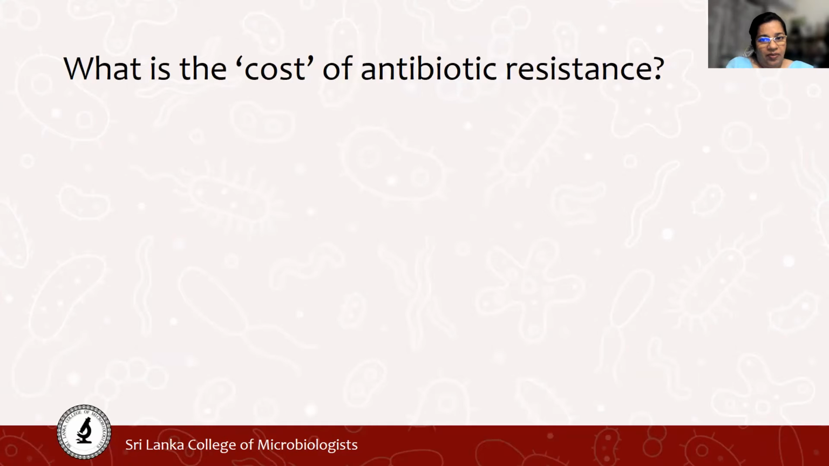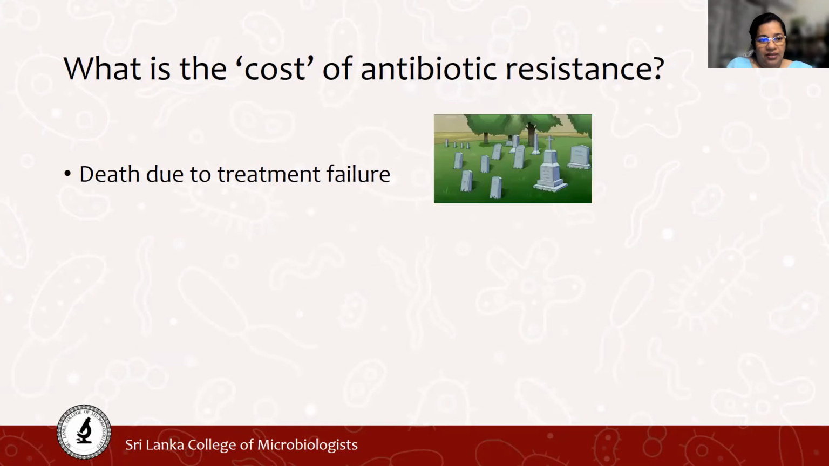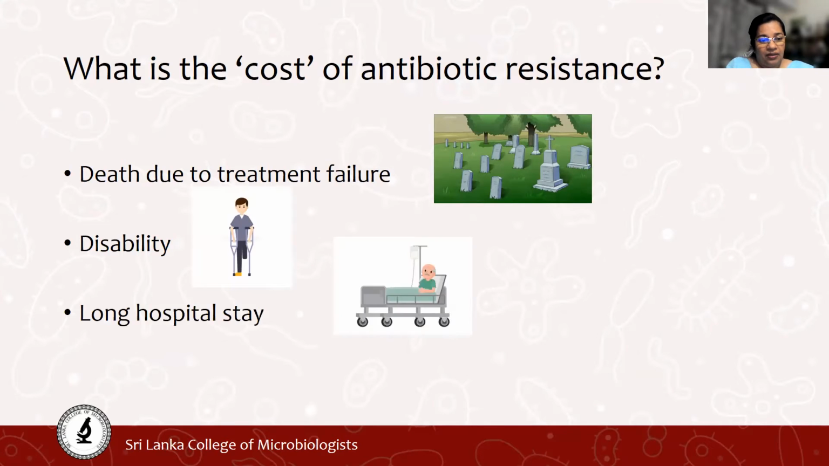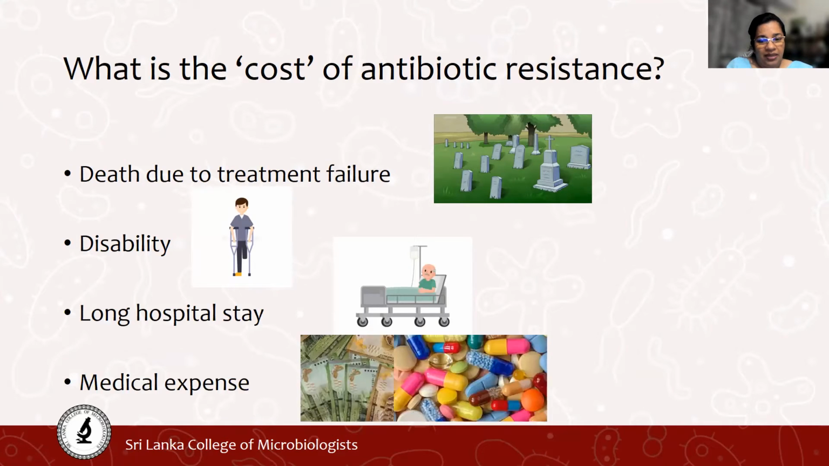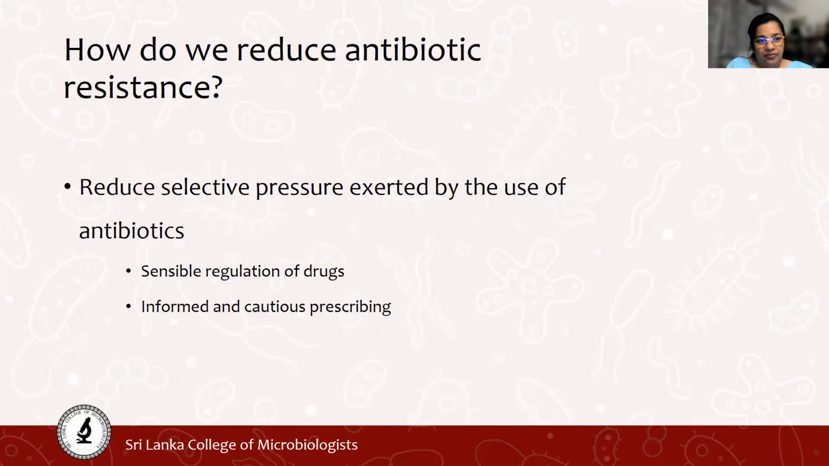What is the cost of antibiotic resistance? Death due to treatment failure, because there are no antibiotics available when the organisms are resistant to all the antibiotics available, and disability, long hospital stay, and medical expense. How do we reduce antibiotic resistance? It can be done by reducing selective pressure exerted by the use of antibiotics.